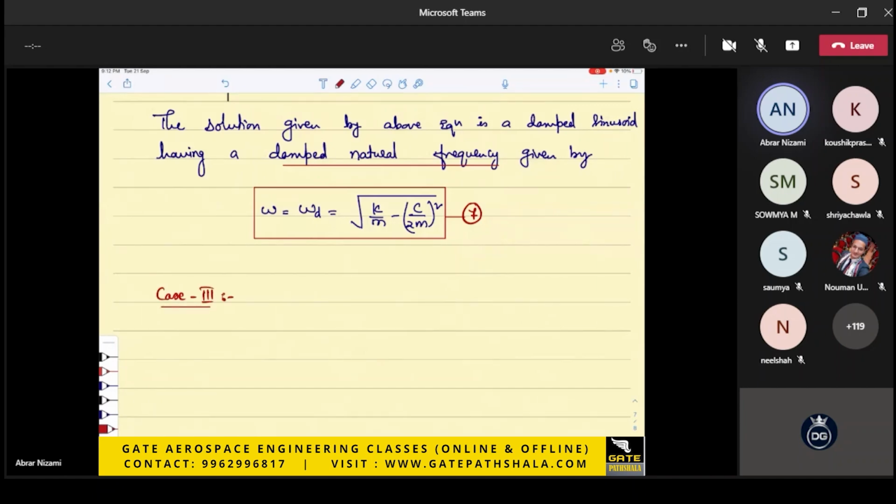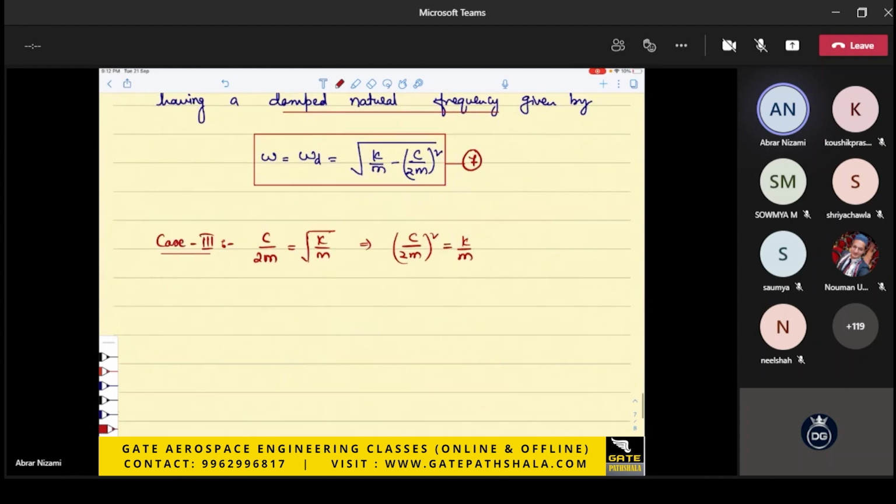Case 3, you're right. So this time we take c by 2m equals under root of k by m, or we can say c by 2m whole square equals k by m. Okay. What will it represent? Real and equal roots. Very good. They both will be real, negative real and equal roots. So they will be identical roots, you can say.